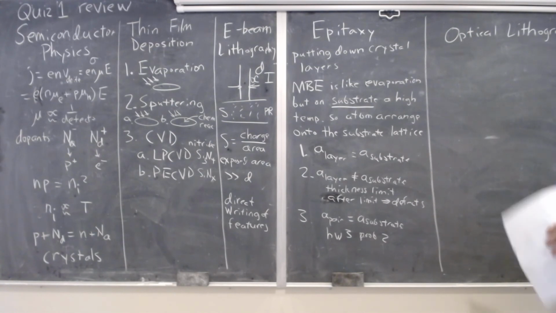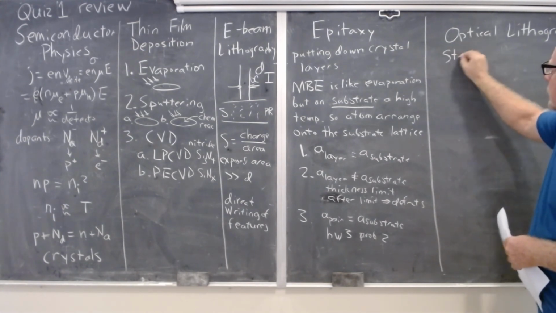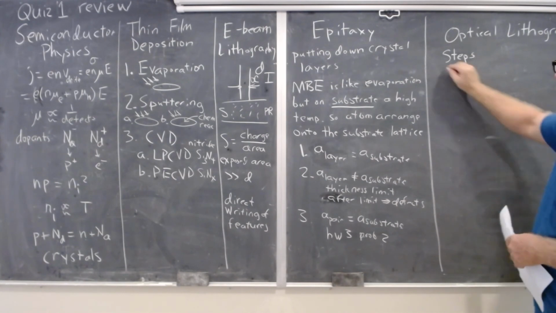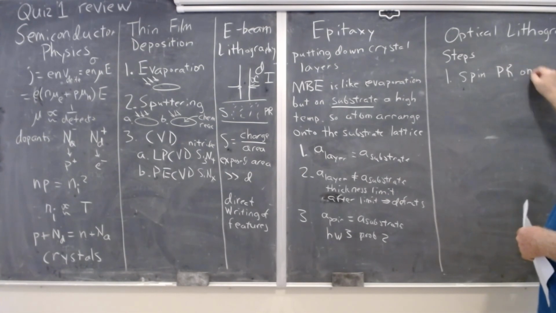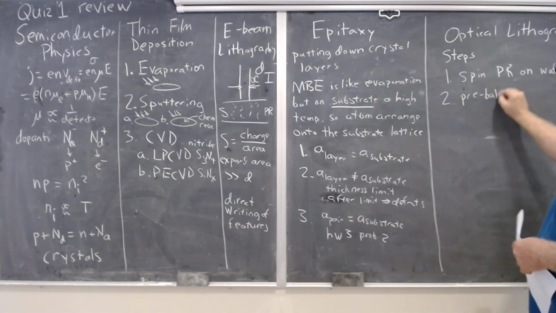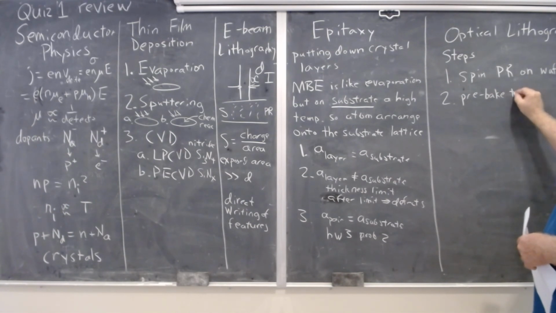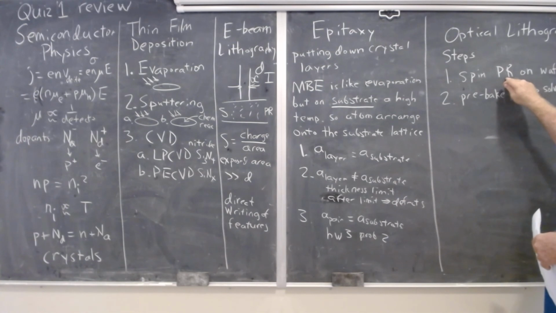Now, optical lithography, here it's just the steps. All right, so one, you spin photoresist on the wafer. Two, you pre-bake to evaporate solvent. Meaning the photoresist, that's basically a mixture of the photosensitive chemicals and the solvent.